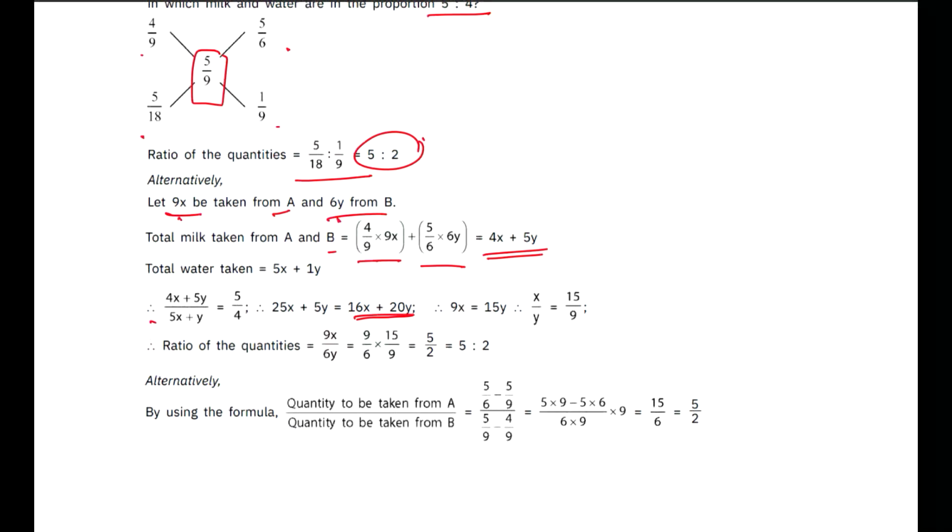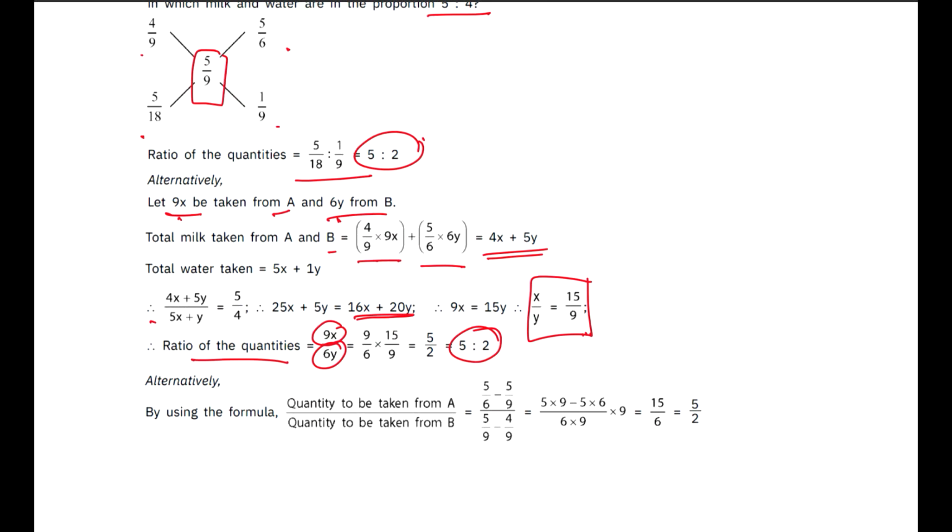Now I know that these two quantities can be further equated or taken a ratio of. So if I take the values of the ratio, I get the value of x by y as 15:9. But this is not the answer of the question. You have to find the value of 9x by 6y. So if I do 9x by 6y, I land up with 5 by 2, which is 5:2. This is the best formula.